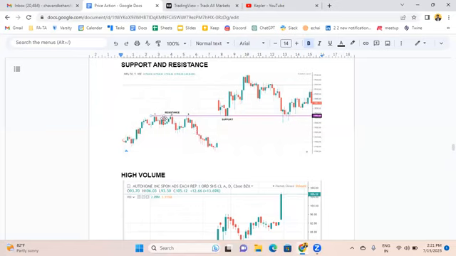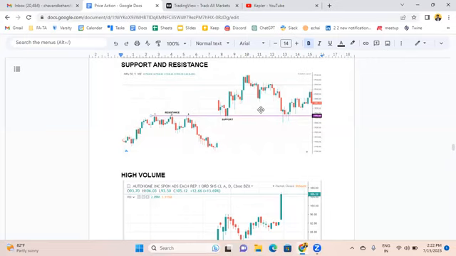So see, support is basically a demand zone where buyers are interested to buy a specific asset. On the other hand, resistance is a supply zone where buyers are not at all interested to participate in the trade and sellers are interested to sell the asset. So in conclusion, support levels have more buying pressure than selling pressure. On the other hand, resistance zones have more selling pressure than buying pressure.